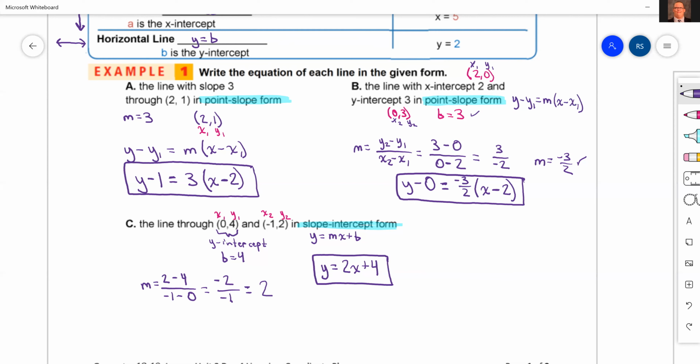It helps when you put things in the format that they ask for. So don't make the mistake that I made. Make sure you read and write down what it's asking. I would have gotten that question wrong.